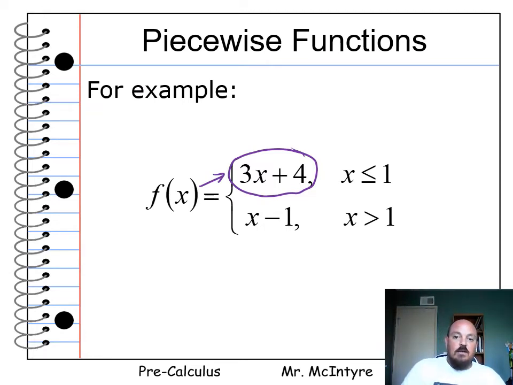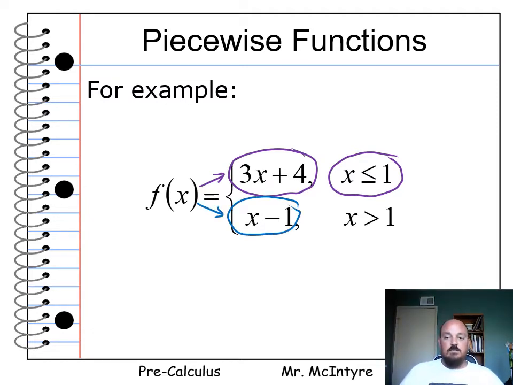Then, right here, that's the domain. That tells you when to use it. So you only use that equation if x is less than or equal to 1. Then right here, you have the second piece. And this says f of x equals x minus 1. And you're only going to use that equation when x is greater than 1.